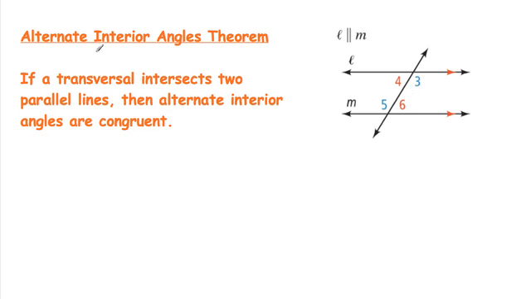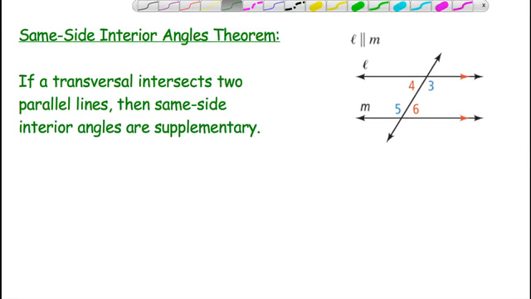So the first one is the alternate interior angles theorem. If a transversal intersects two parallel lines, then the alternate interior angles are congruent. So 5 and 3 are alternate interior angles, and since those lines are parallel, angle 5 is going to be congruent to angle 3. Likewise, angle 4 is going to be congruent to angle 6. Okay? Congruent is nice because it just means the same. They're easy peasy, right?